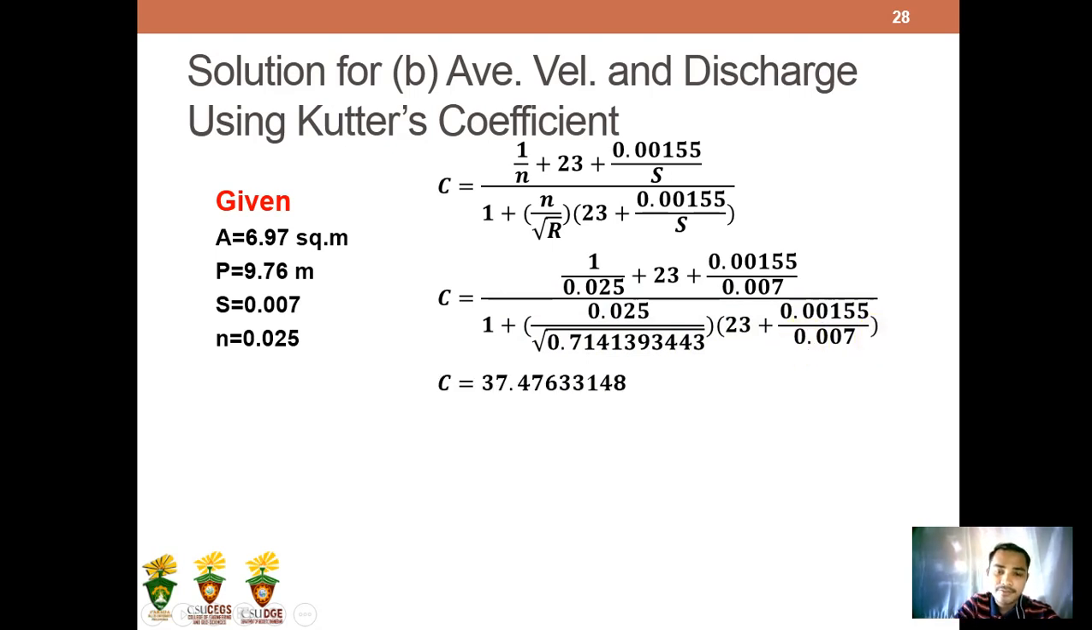So we can have the value for C to be 37.47633148. The next one is to get the velocity. We have this formula, V is equals to C times the square root of RS.